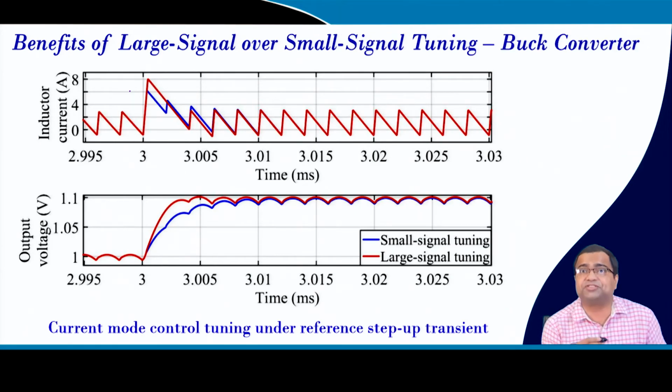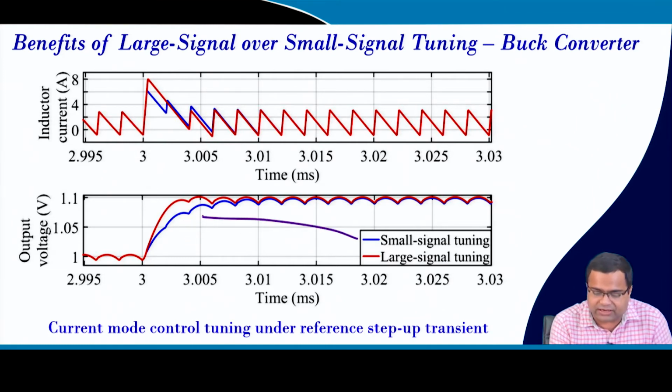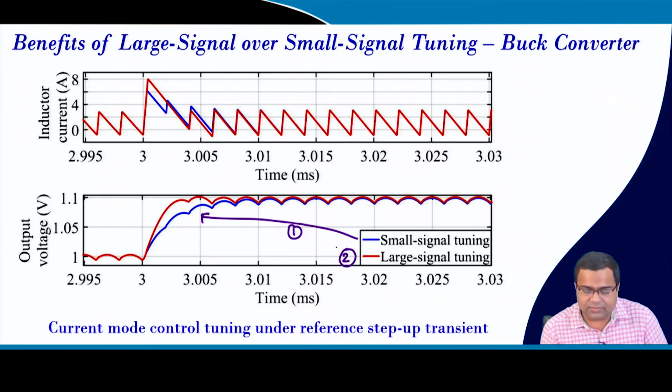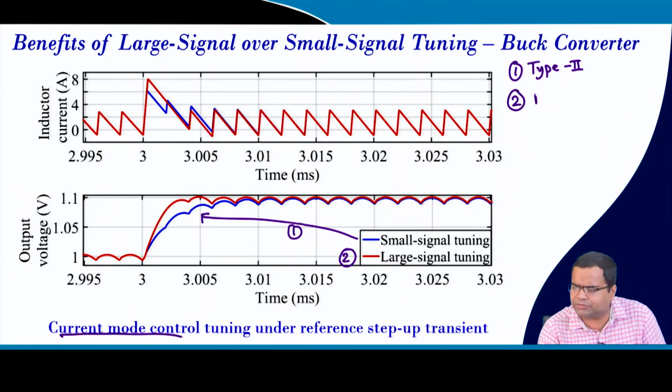Then if we go for a reference transient using current mode control, there is no role for load feed forward, because it is a reference transient and there is no change in the load current. Here, number 1 is traditional current mode control, where we consider 1/10 of the switching frequency, and number 2 uses optimal tuning. Again for the first case, we are using a type 2 compensator, because it is current mode control, and for number 2, we are using just a PI controller with optimal gain.